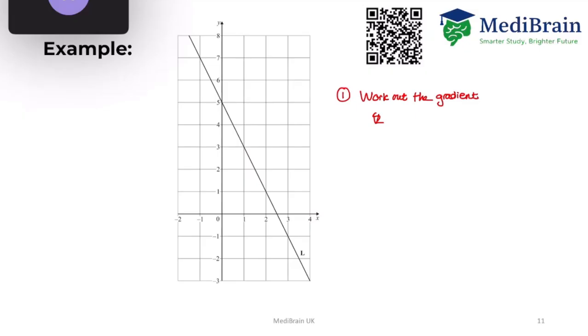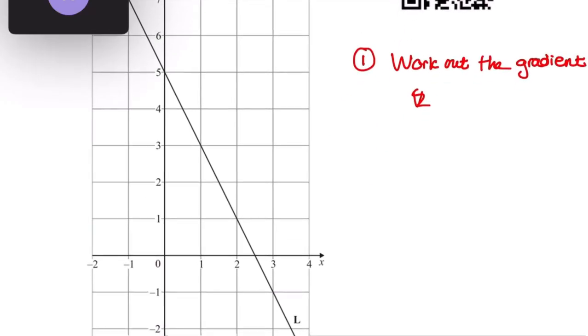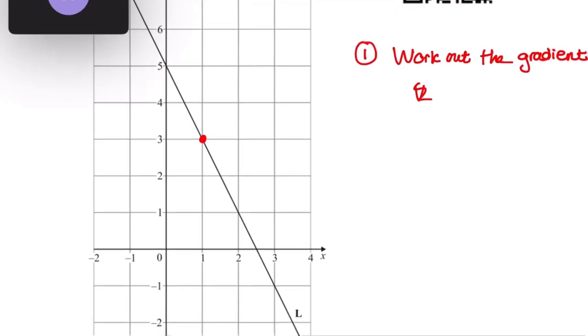You're going to pick out 2 points, 2 points on the graph that you can clearly see. Okay, so I can definitely tell that this one is 1, 3. And I need to pick out another point. I can definitely tell that this one is 2, 1. So I'm going to pick out those 2 points.